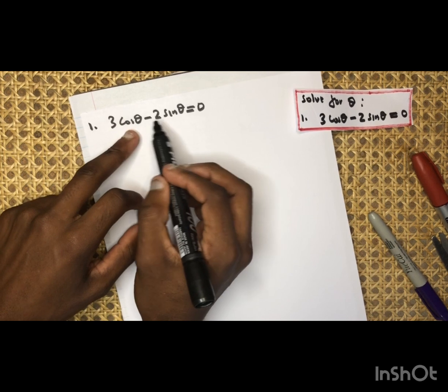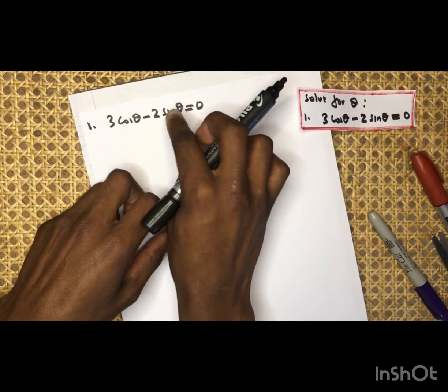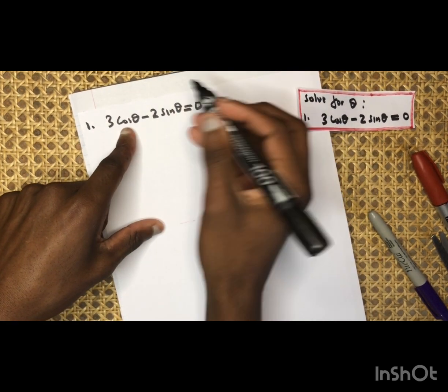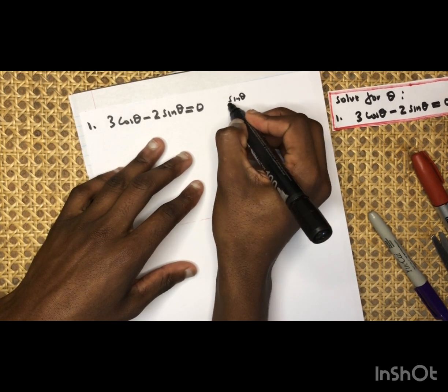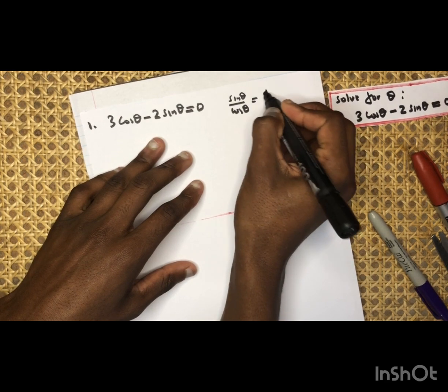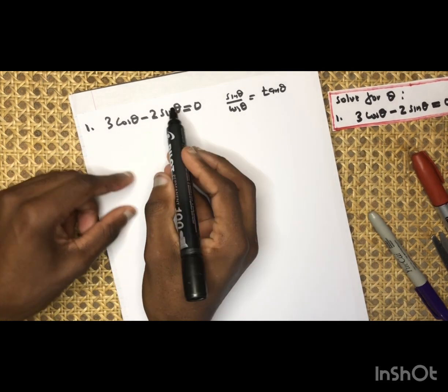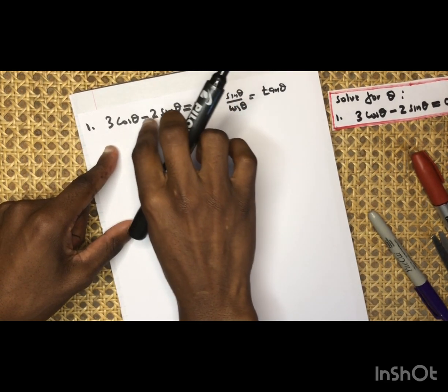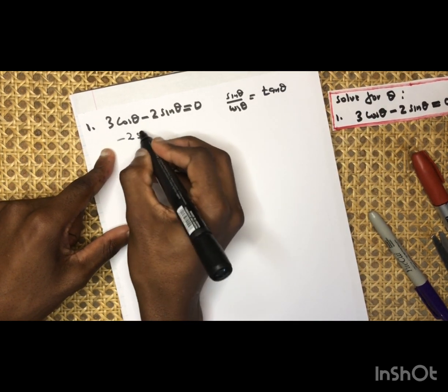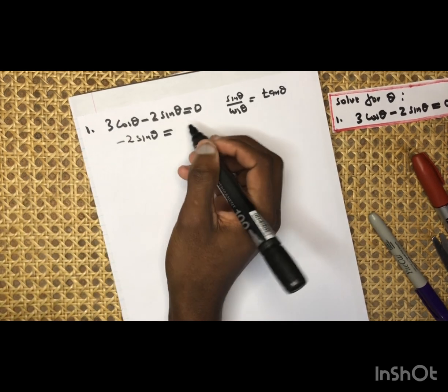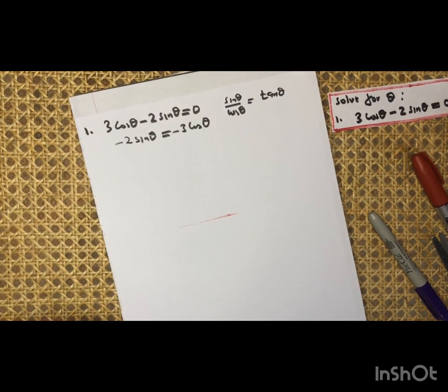The first thing I need to do here: I can see that this is cos, and I cannot change cos. And this is sine, and I cannot change sine. But if I divide sine by cos, I will get tan. So we know that the quotient identity says sine theta over cos theta equals tan theta. So I'm going to transpose cos theta to that side, so I'm left with negative 2 sine theta equals negative 3 cos theta.